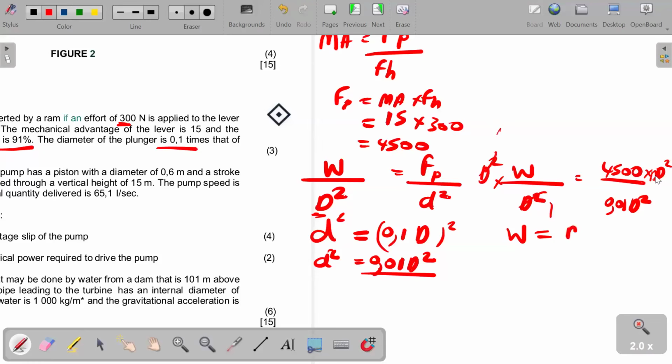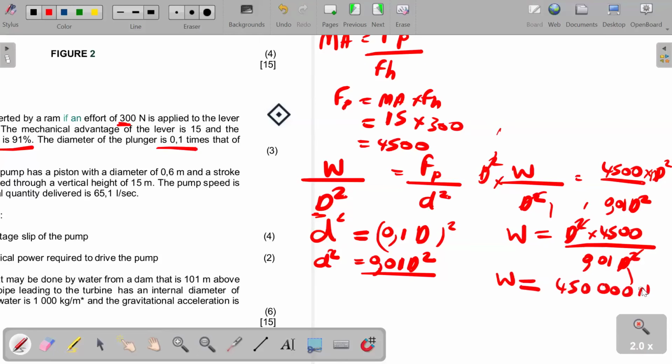So we have D squared times 4,500 divided by 0.01 D squared. D squared and D squared cancel each other, which means W is equal to 4,500 divided by 0.01, and that in turn gives us 450,000 Newton. What is that marking? It is marking the ideal weight.